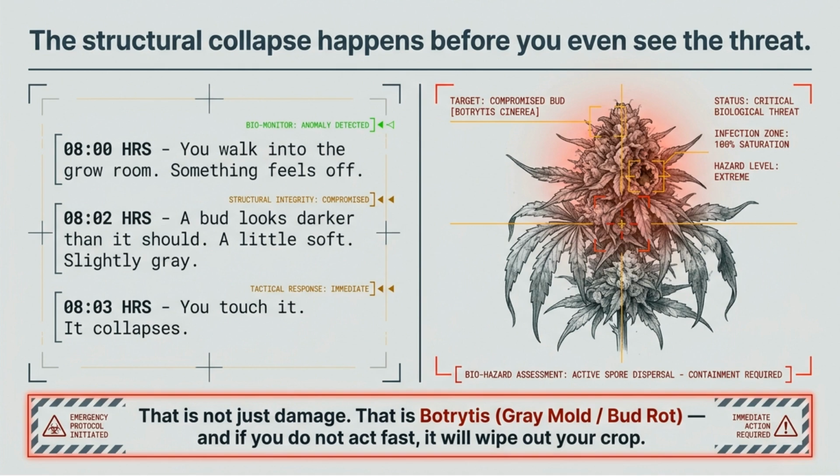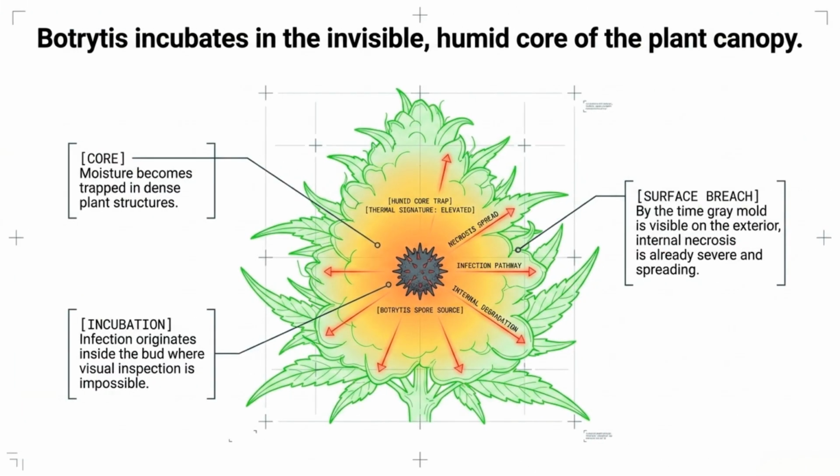A compromised bud can look slightly darker or soft, and then suddenly collapse, indicating critical biological threat and immediate spore dispersal. This is botrytis. Botrytis incubates deep within the humid core of the plant canopy, where visual inspection is impossible. By the time the gray mold is visible on the exterior, internal necrosis is already severe and spreading.